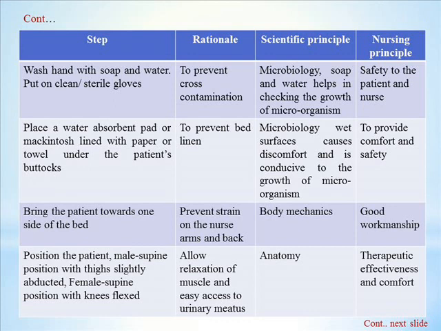linen spoiling. Bring the patient towards one side of the bed for good workmanship and to prevent strain of the nurse's arms and back. Then position the patient, if it is a male, in a supine position with thighs slightly abducted, while in a female patient, the patient should be in a supine position with the knees flexed. This will allow relaxation of the muscle and easy access to the urinary meatus.